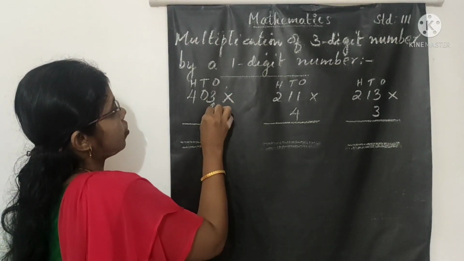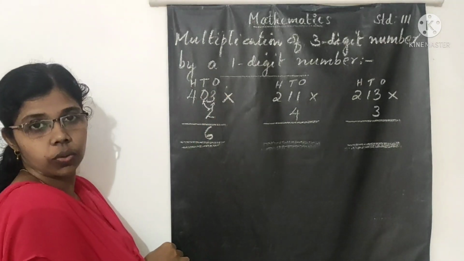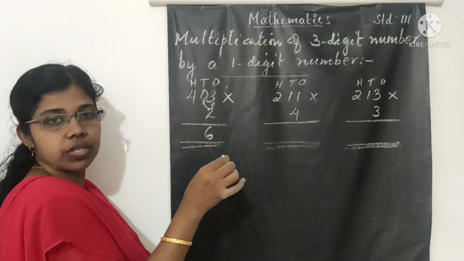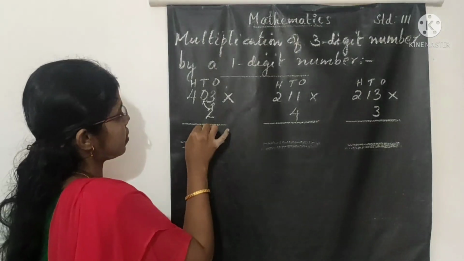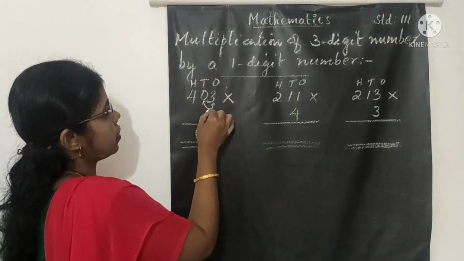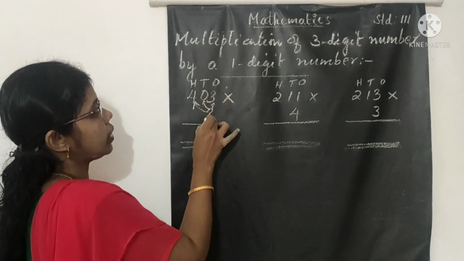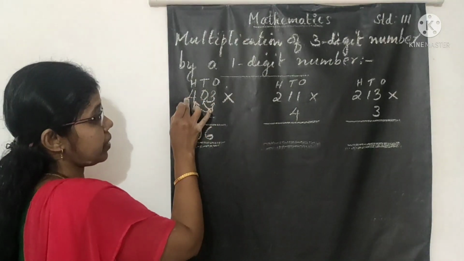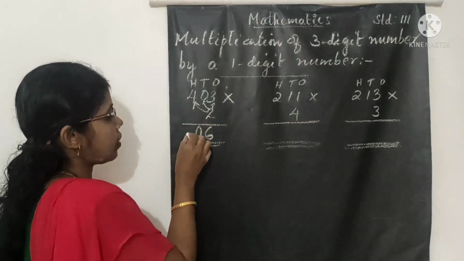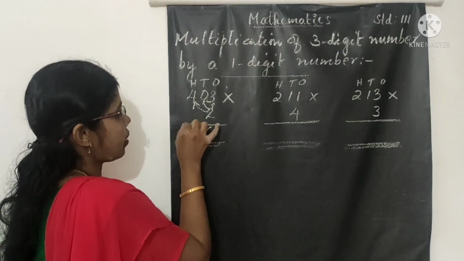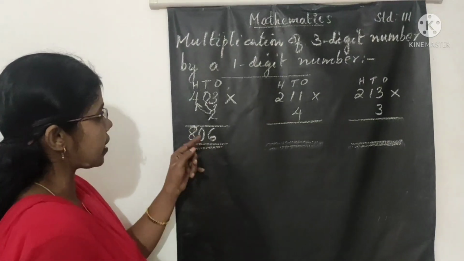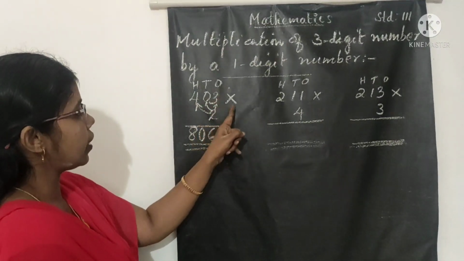Next, 2 into 0, the tens place. Any number into 0 is equal to 0. So the answer is 0. That 0, write in the tens place. Then next, 2 4s, 2 into the hundreds place. 2 into 4 is 8. That is 800. That 800, write at the hundreds place. Okay, clear? So we get the answer for 403 into 2.